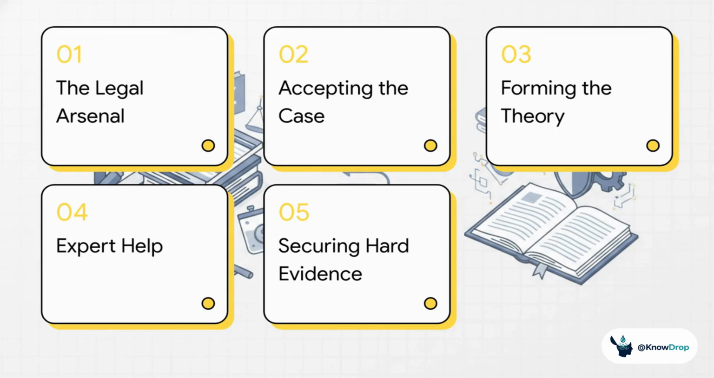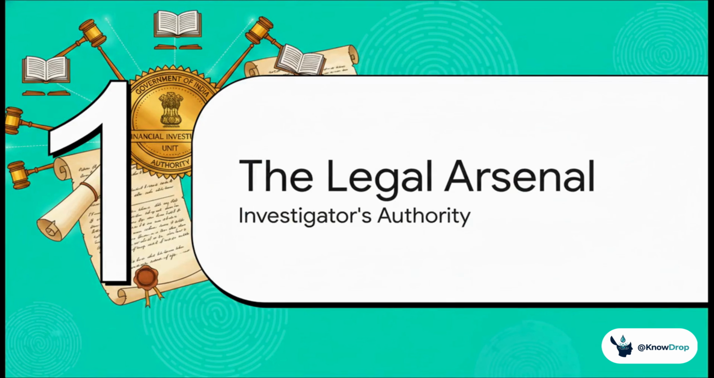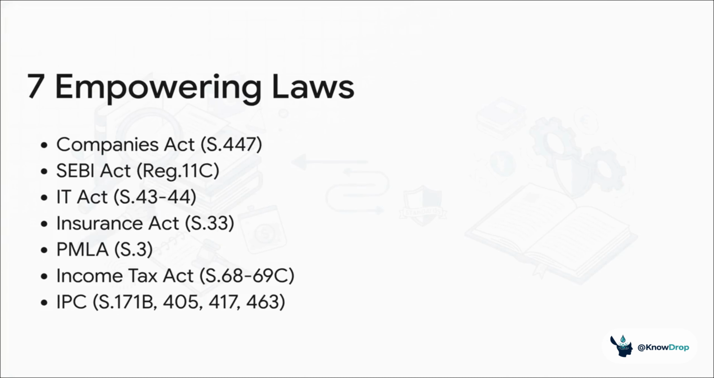Here is our game plan for today. We'll cover the legal arsenal, accepting the case, forming the theory, expert help, and finally, securing hard evidence. Starting off with Section 1, the investigator's legal arsenal. Every single financial detective needs a badge, and yours comes directly from 7 specific Indian laws. Grab your notebooks, because you really need to know what these sections target by heart for the exam.